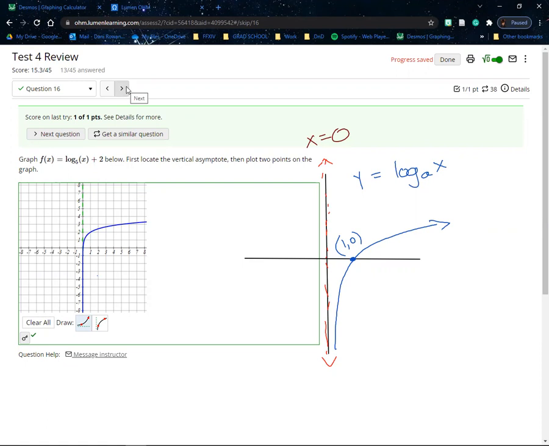Just remember that the vertical asymptote is always x equals 0 unless it shifts left or right. And then however many it shifts is going to be its new asymptote.